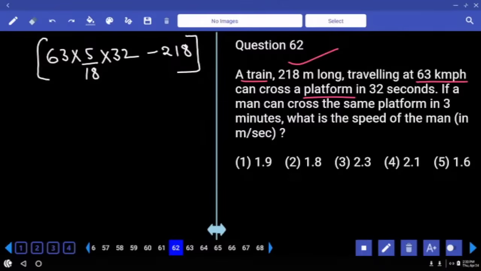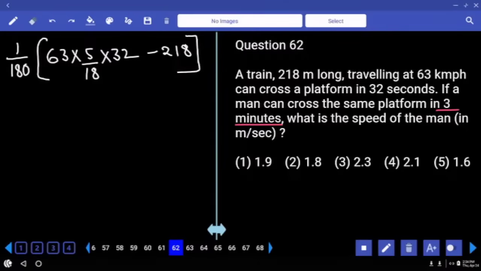Now the person has to cover this platform, and we were asked to calculate speed. Speed is equal to distance by time. Distance to be traveled is only platform length, that is the number inside the bracket. And to get speed, you have to divide that with time. How much time is he taking? 3 minutes. Minutes must be converted to seconds, which is 180, into 1 by 180.